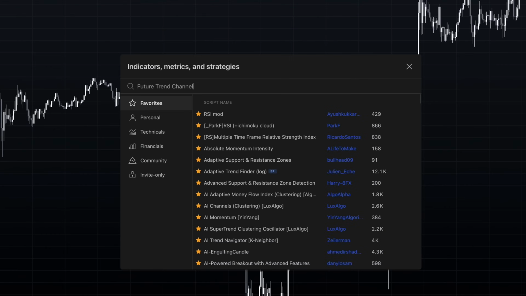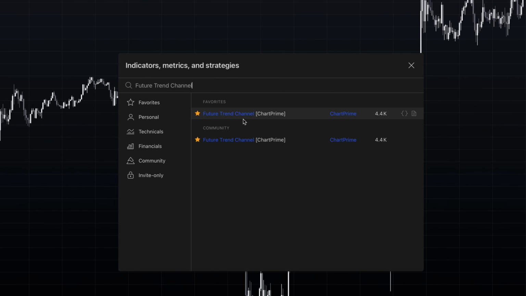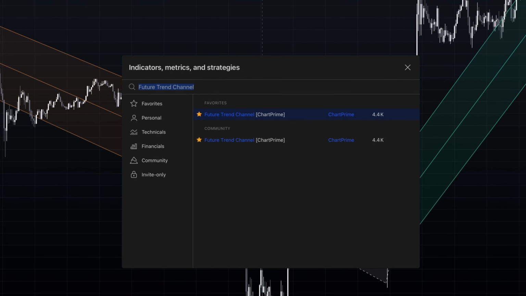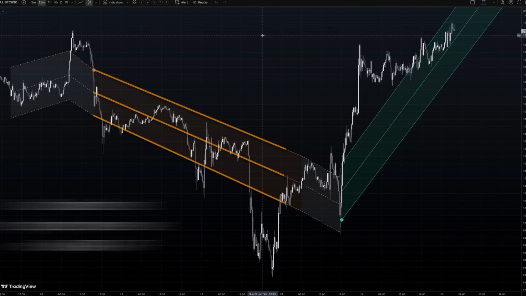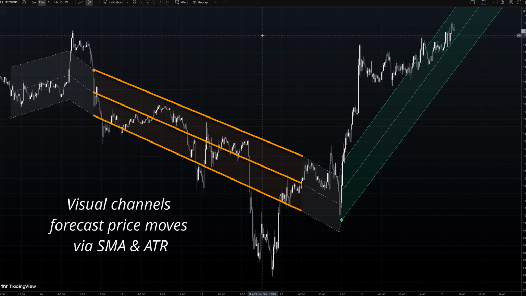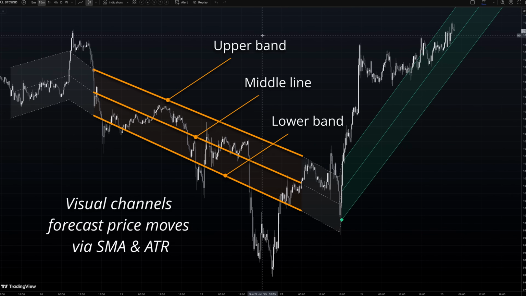Future Trend Channel. Created by Chart Prime, this indicator constructs dynamic trend channels that project future price movements based on current trend momentum. It identifies trend changes using a simple moving average, combined with ATR-based upper and lower boundaries, then creates visual channels that extend forward to forecast potential price trajectories.